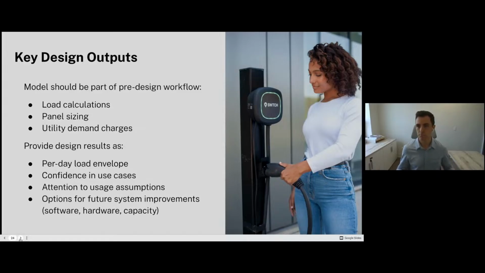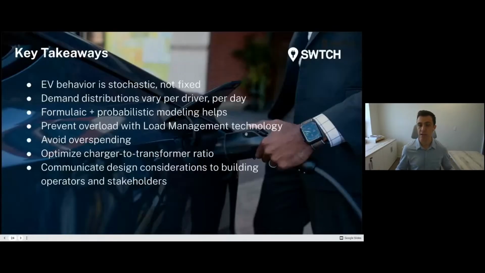So in terms of today's presentation, what are the key takeaways? EV behavior is not fixed. There is often a distribution of behavior over the course of every day, day of the week, season, geography. Probabilistic modeling is the most accurate way for us to do this because we can take into account the different variables per building. We can prevent overloading with load management technology, and with switch, we call that switch control. But most importantly, we avoid overspending.